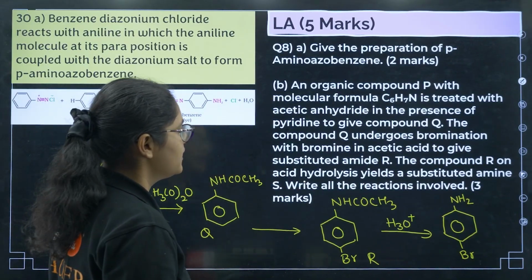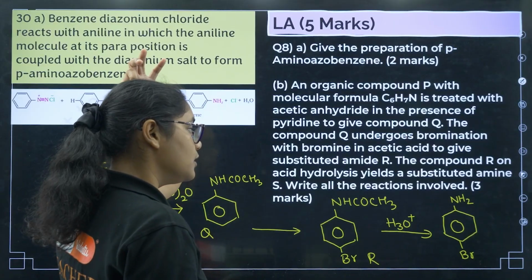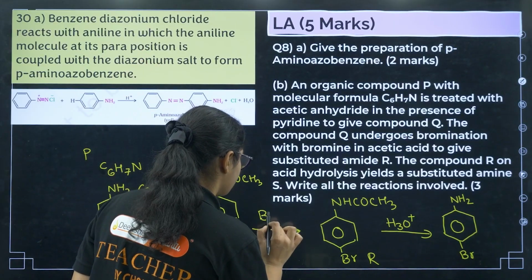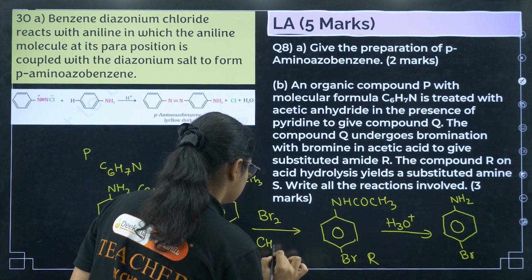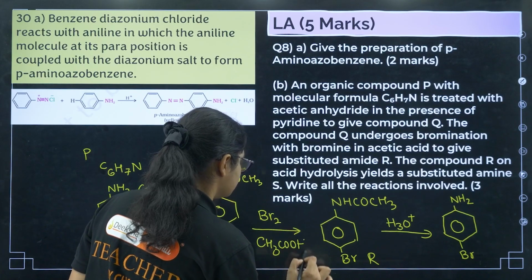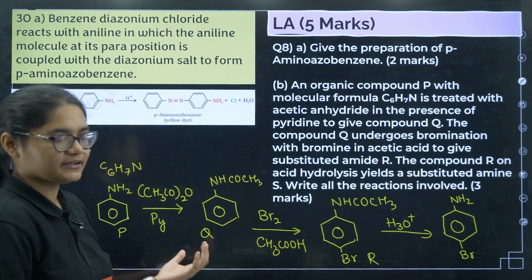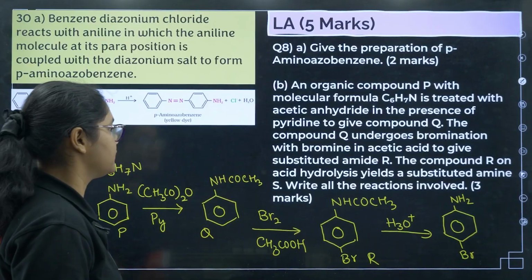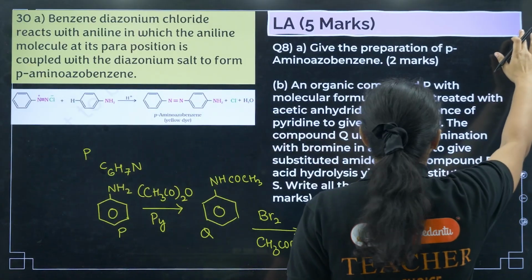Then write all the reactions. You can write down this one. Here we have bromine in acetic acid, so I have bromine in CH3COOH. Clear? This is the protection of amines that we do. That method is given in this form. Very good question, this one.